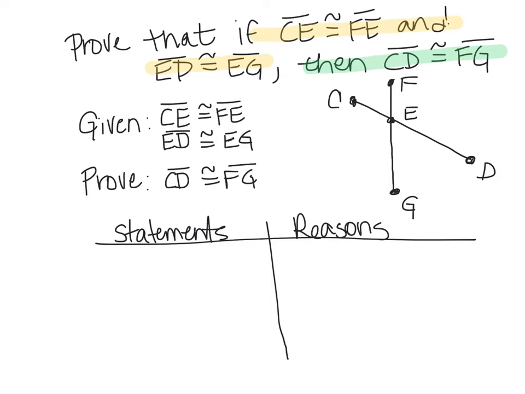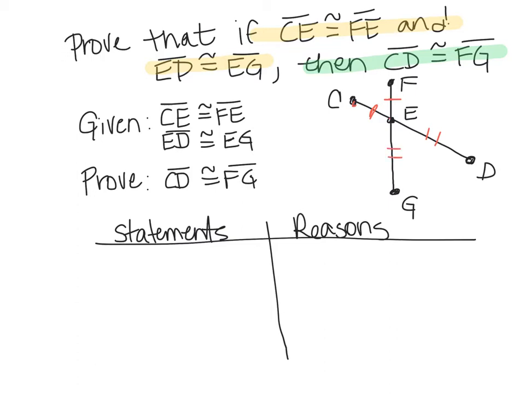When you have a proof and you're going to start writing it, and you have given information about a figure, it's really great if you start with your figure and mark it up with what you know, so that you can visually see what's happening. So I'm given that CE is congruent to FE. So look over at CE. It's congruent to segment FE. So mark those congruent with tick marks. Then I want to look at ED. ED is right here, and it's congruent to segment EG.